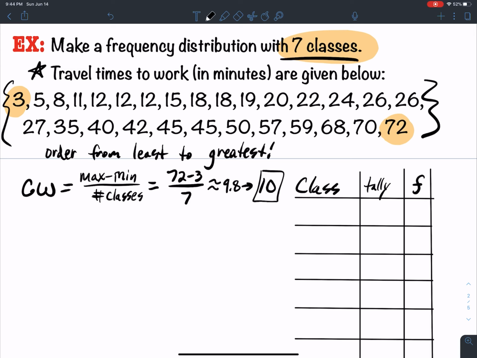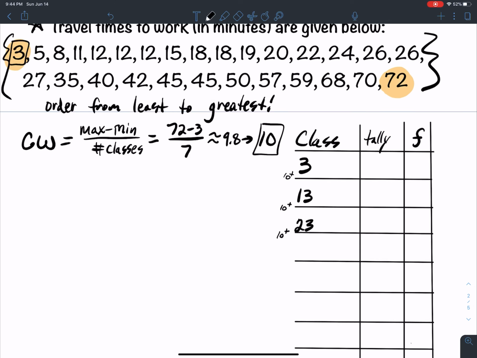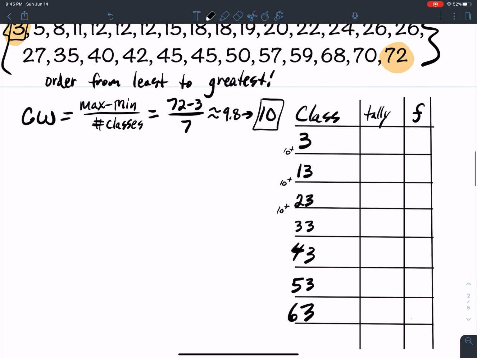How do we determine the class limits? We start with the smallest, the minimum data entry. That's 3. So I'm going to put 3 here. And what do I do to get the next lower limit? I add 10 to 3, and I get 13. To get the next lower limit, I add 10 again. I get 23. Add 10 again, I get 33. And then 43, and then 53 and 63. Let me make sure that's 1, 2, 3, 4, 5, 6, 7 classes. Good.